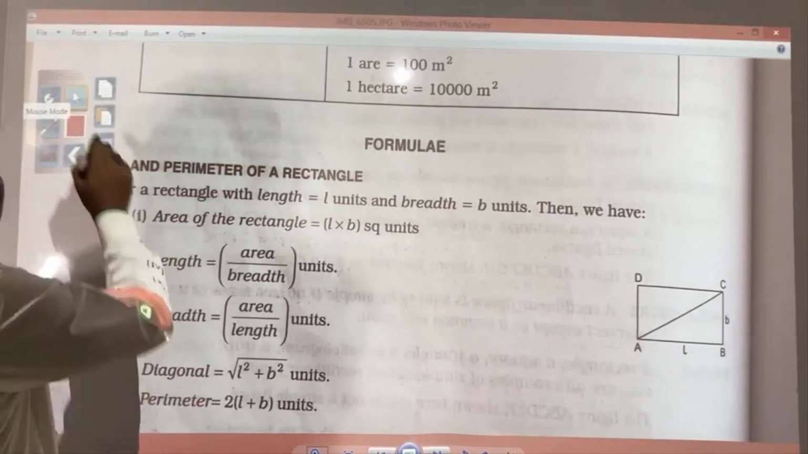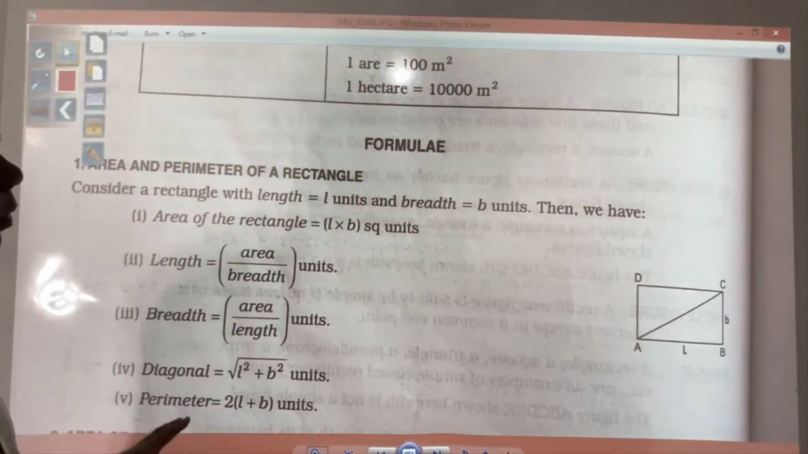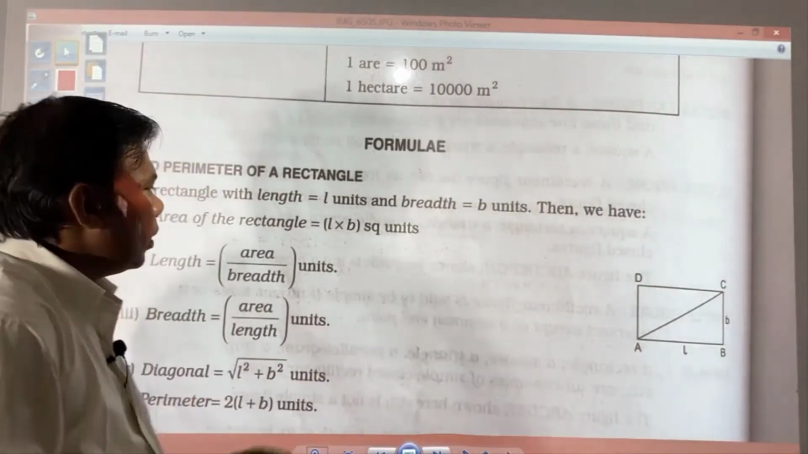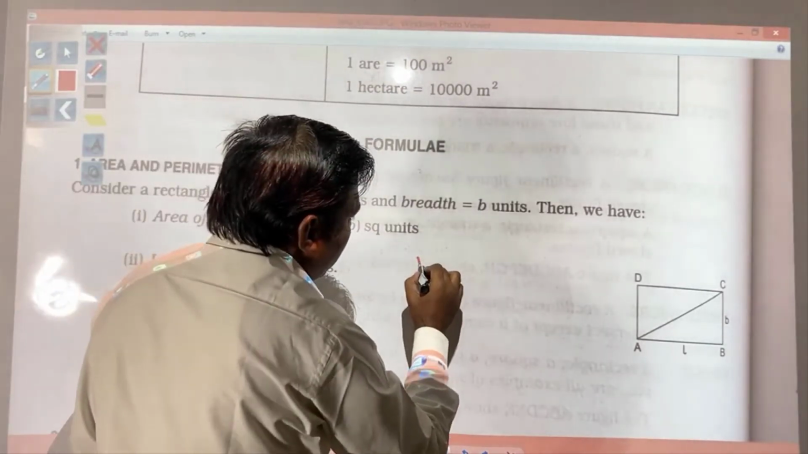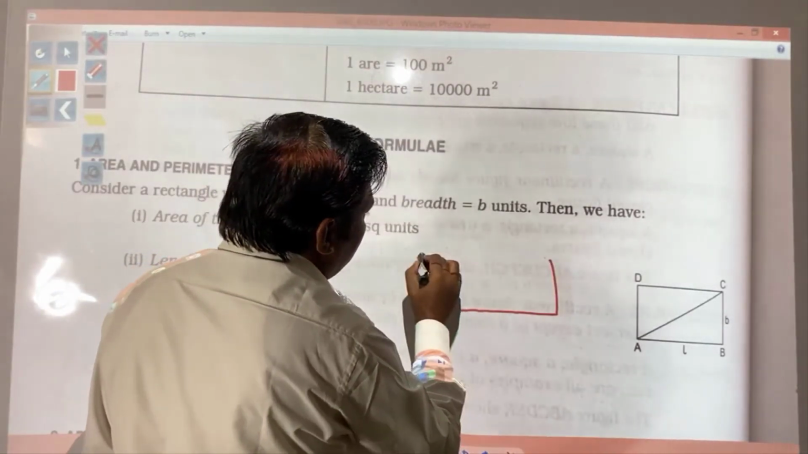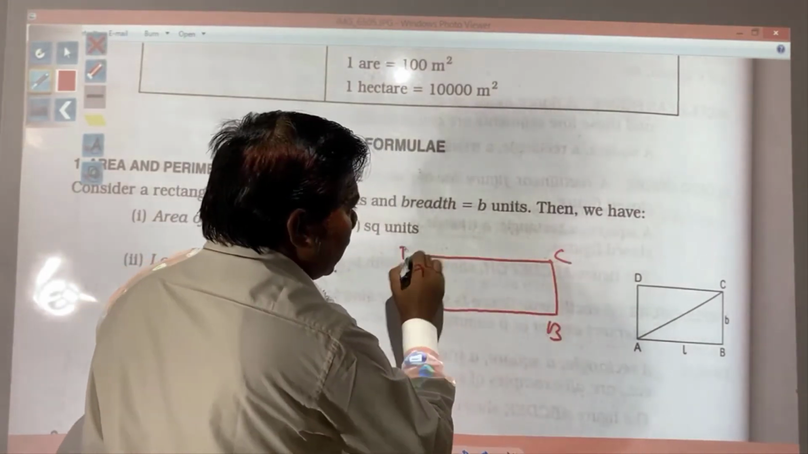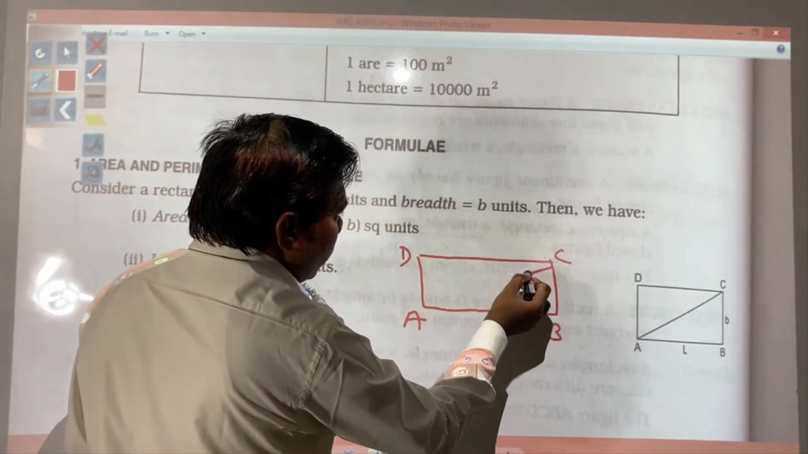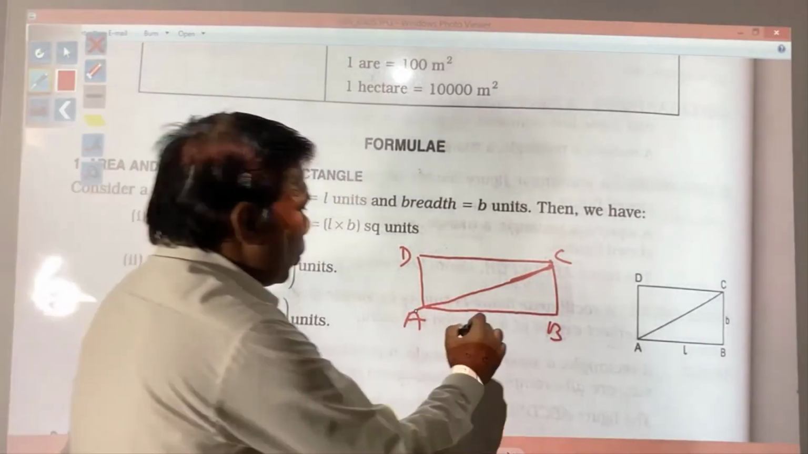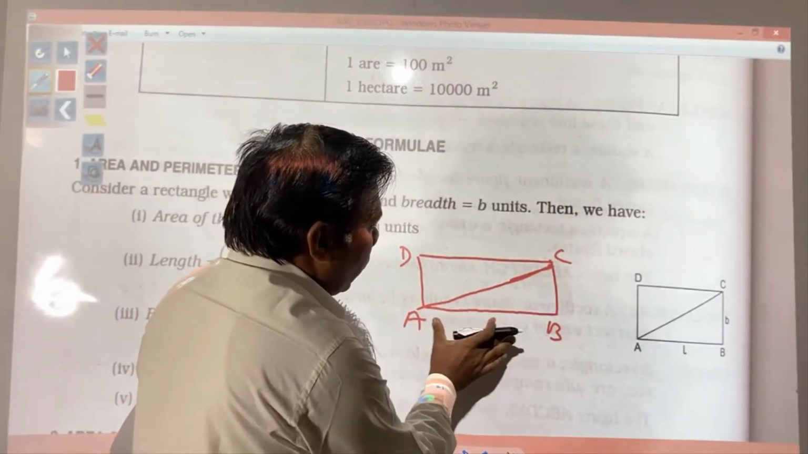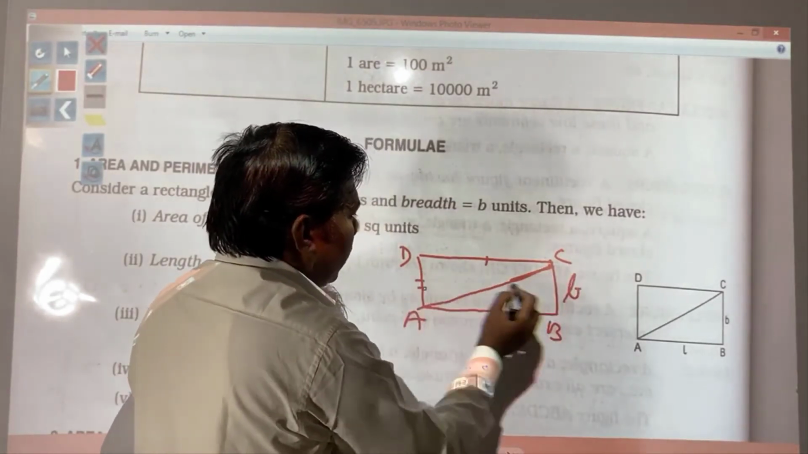Next we have some formulae. Area and perimeter of a rectangle. If you want to find out the area and perimeter of a rectangle, how do you find it out? This is very, very important. Again, I am telling you. Suppose a given rectangle, you have A, B, C, D, and this is your diagonal. In the figure it has been made. So suppose this is L, or this is called length, so both will be equal, and this is breadth, both will be equal.